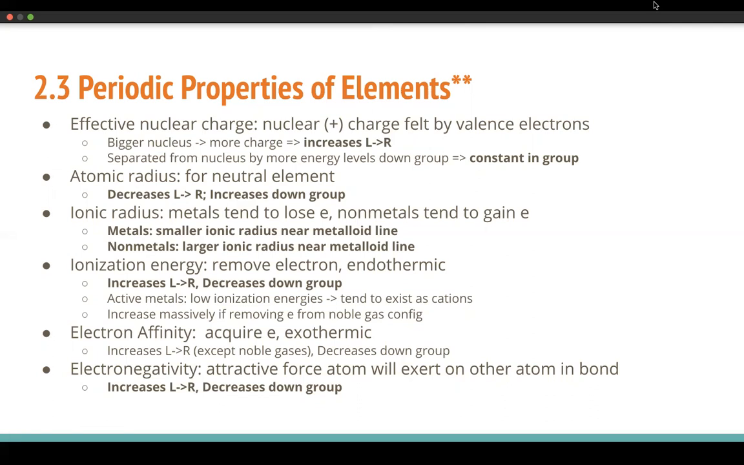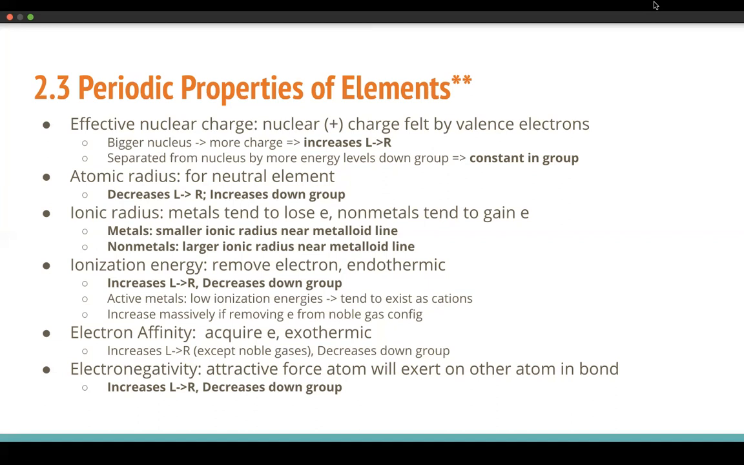Ionic radius is a bit more confusing, because metals tend to lose electrons while nonmetals tend to gain electrons. Just think about this: say you have an atom, then you take an electron away. That means the radius is going to decrease, and that's what happens with metals. For nonmetals, if you take an element and add electrons, it's obviously going to increase. That's how you should think about ionic radius.